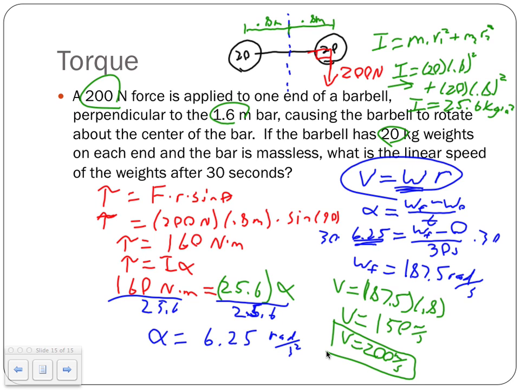and that's the reason why, is we're applying a decent force for a long time. Application of a 200 Newton force for 30 seconds is a long time to apply a force, and so as a result, that's how fast the barbell ends would be spinning after this 30 seconds.